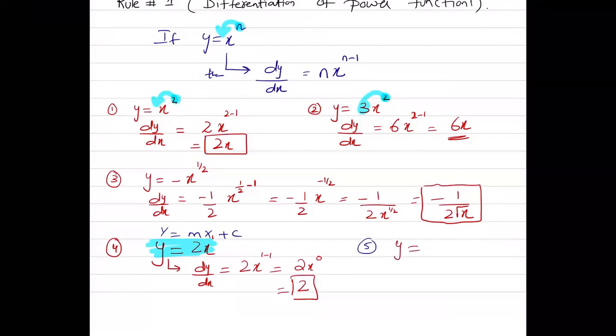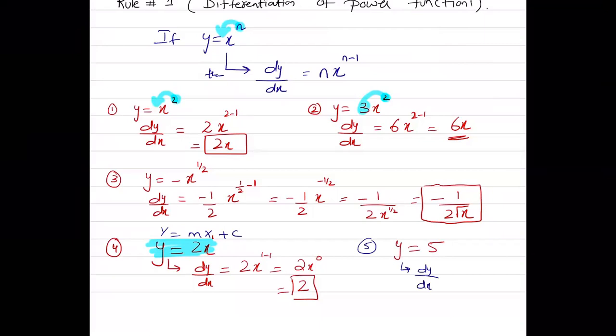y equals 5. Now, is y equals 5 a vertical line or a horizontal line? Horizontal. It's a horizontal line. What is the gradient of a horizontal line? It's 0, right? Now let's find the differentiation. Let's find dy by dx.